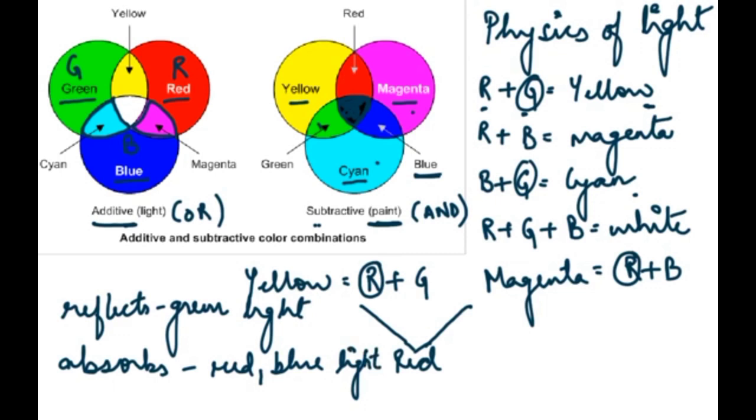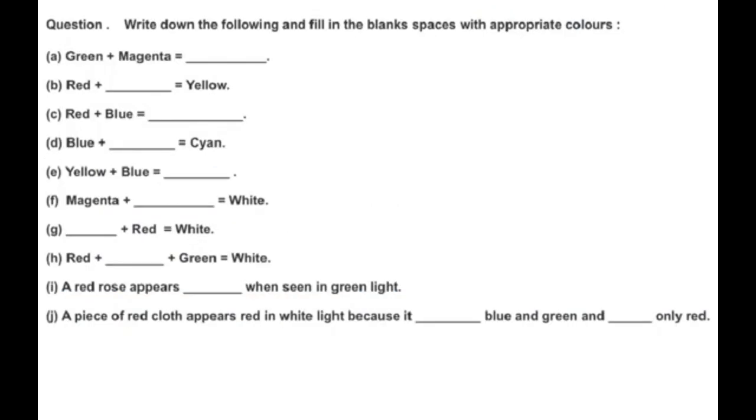Fine. So here are some questions. Let us have a look. See, green plus magenta. What colors is magenta having? Red and blue. So basically they are asking green, red plus blue, which we know is white. Try to solve all the questions in terms of primary colors. It will be easy. So we know yellow is a combination of red and green. Already red is given, so the answer is green.